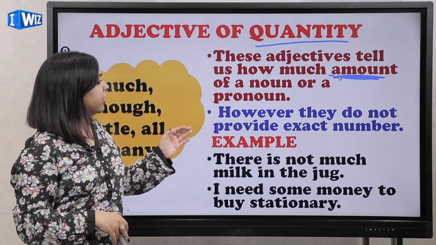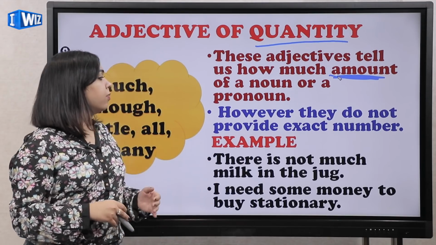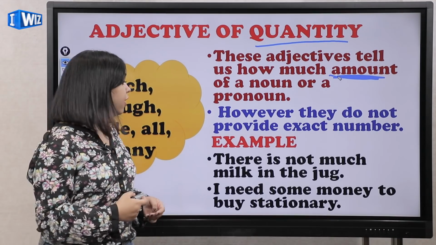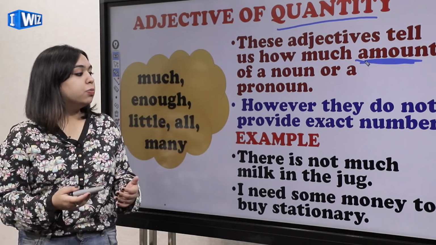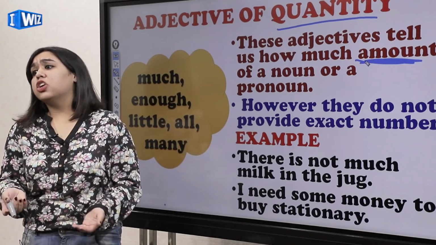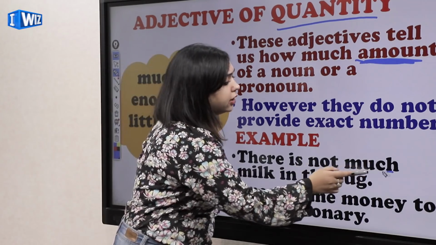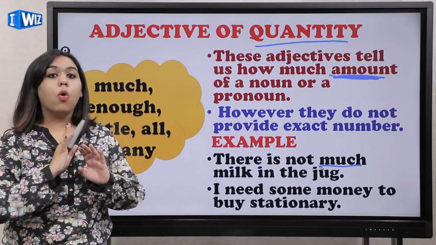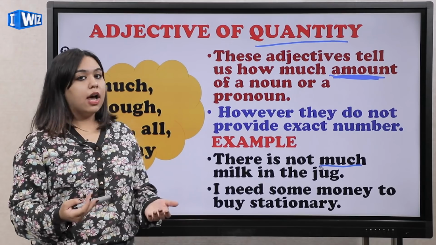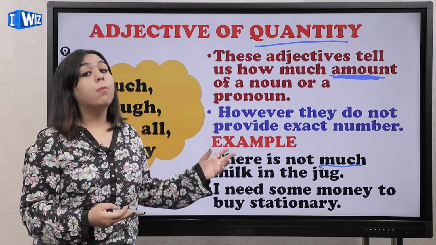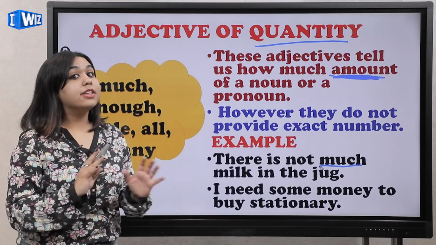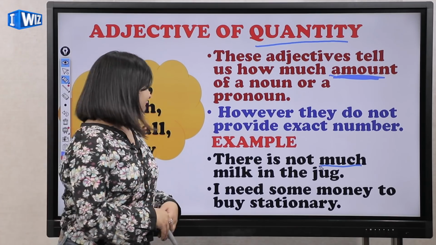Okay. So the next one is, however, they do not provide any exact number. Let's read the example and it will get more clear. There is not much milk in the jug. Now what are we talking about? We're talking about milk and we are saying there is not much milk. ज़्यादा milk नहीं है उसमें. So I'm not quantifying it, like I'm not saying 1 milk or 2 milk because it's an uncountable noun. So I'm using the word much here. So much will be the adjective of quantity. You are not describing in number. Keep that in mind.